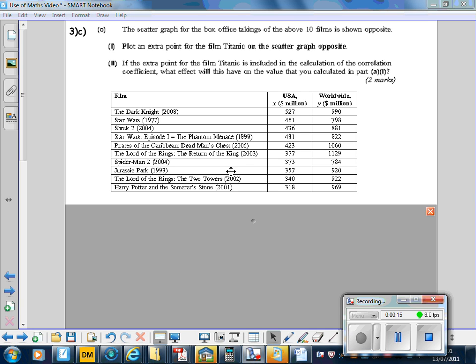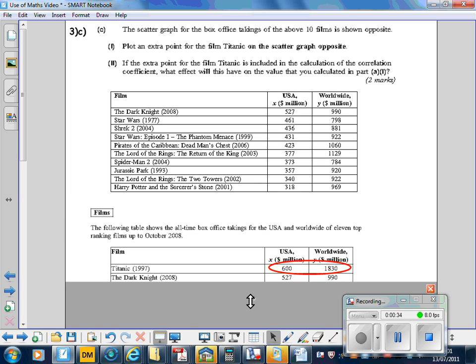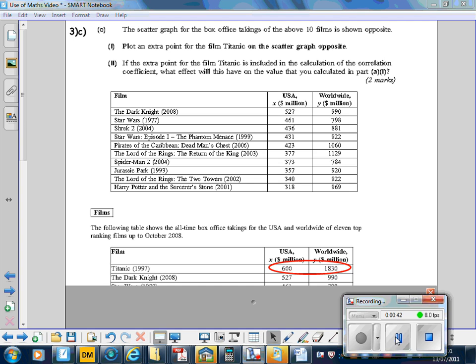Now, we can see here that there is no film Titanic in the data that we've been given in the question. In fact, it was given to the candidates a couple of weeks before the exam on the data sheet, the preliminary material that comes out prior to the exam. And there it is at the very top. We can see that for Titanic, we're going to be plotting 600 against 1830.